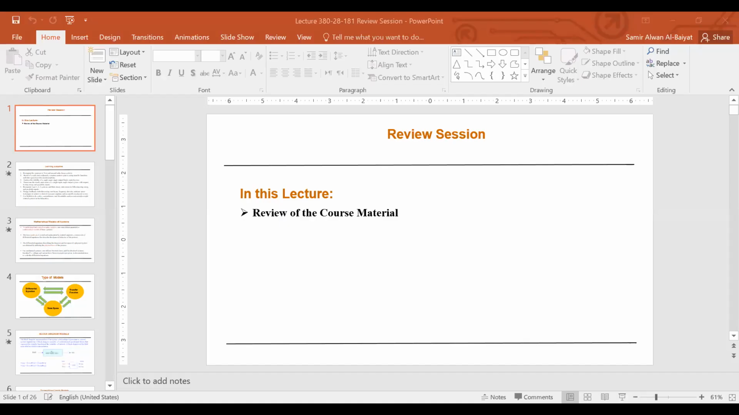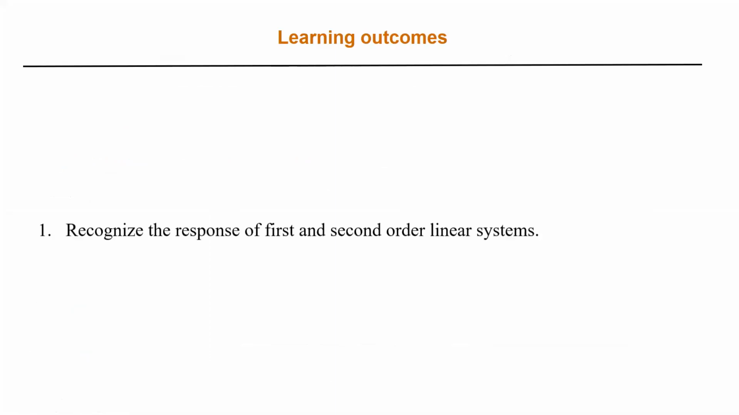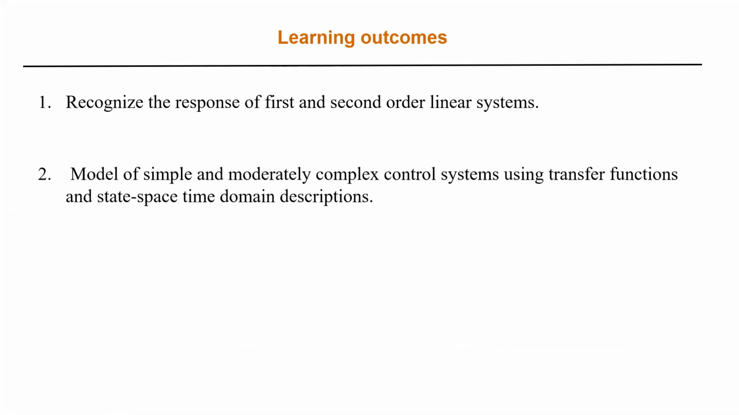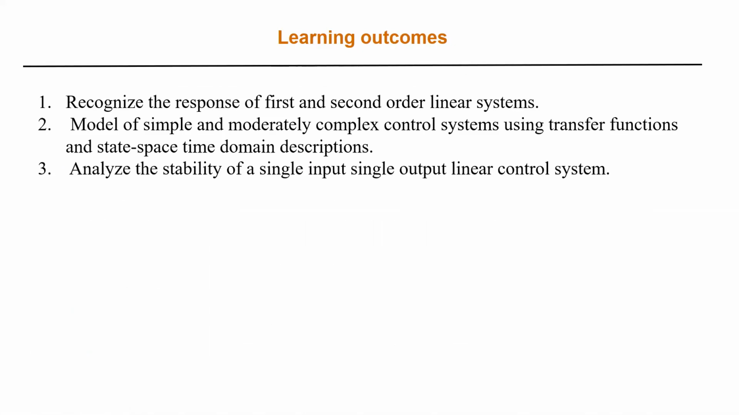Okay, we have a few minutes, so I will try to go quickly to summarize what we have done in the course. By now, you should be able to recognize the response of first order and second order systems. This is straightforward. We also talked about the models of simple and complex systems, for example, the physical model of the circuit, the DC motor, and some mechanical systems. We talked about the transfer function model, the state space model, and the differential equation model.